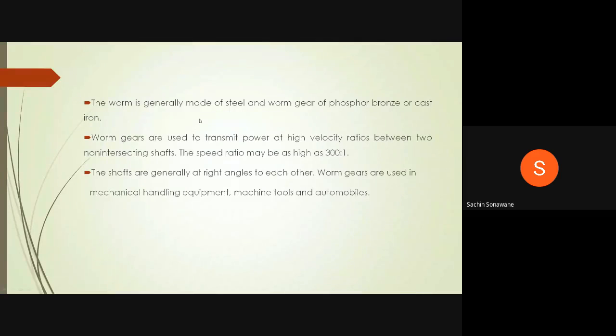The worm is generally made of steel and the worm gear of phosphor bronze or cast iron. Worm gears are used to transmit power at high velocity ratios between two non-intersecting shafts. The speed ratio may be as high as 300 to 1. That is, when the worm rotates by 300 revolutions, the worm wheel will rotate by 1 revolution. The shafts are generally at right angles to each other. Worm gears are used in mechanical handling equipment or material handling equipment, machine tools and automobiles.